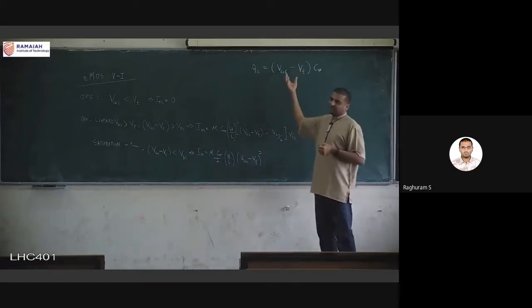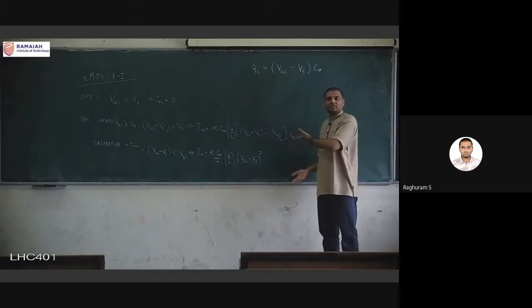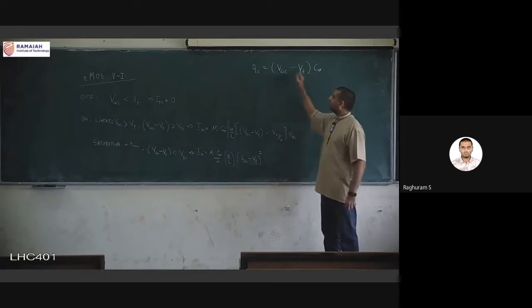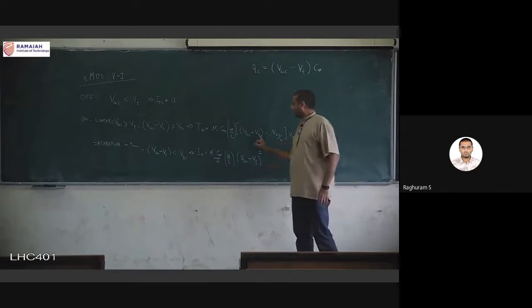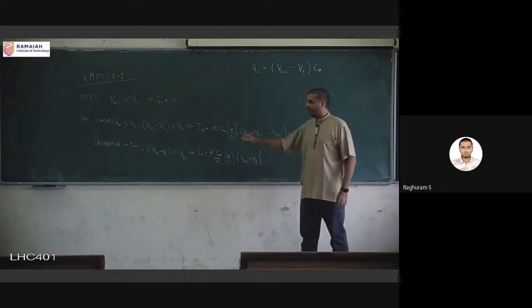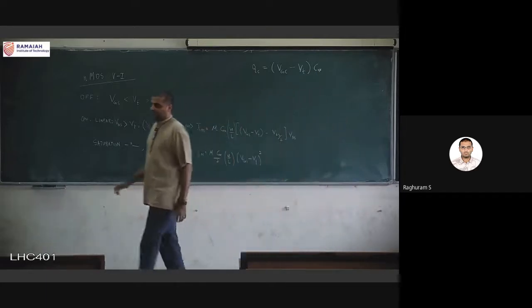If you start with this expression, then go through the rest of the derivation, the steps are the same that we did yesterday. Only thing is, I forgot to put this minus VT inside this expression. So if you put this VGS minus VT into C oxide, you will end up with this minus VT everywhere. We start with this and then slowly modify it.